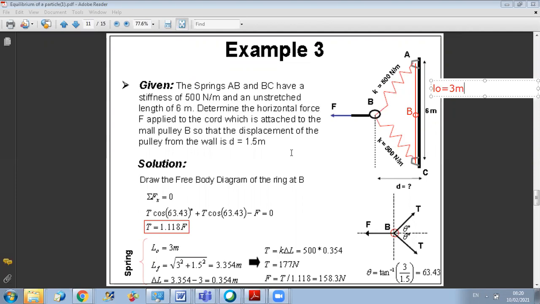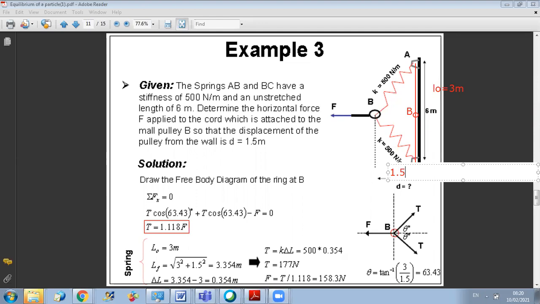Now we are applying a force on point B in order to move the springs a certain distance, which is 1.5. So this distance is 1.5, and the purpose is to calculate the value of the force F required to do this job. In order to find F, since F is applied to B, it's of interest to draw the free body diagram of point B. If I draw the free body diagram of point B, I have the force F and I have the tension in each spring.